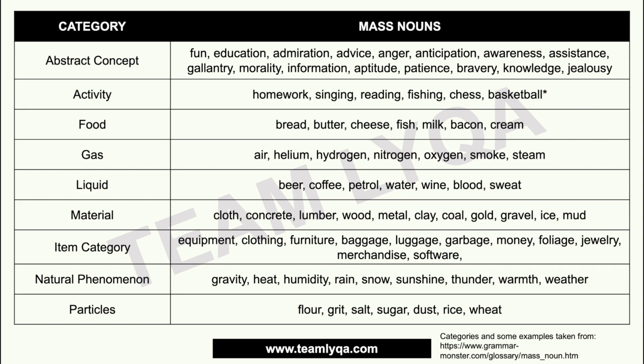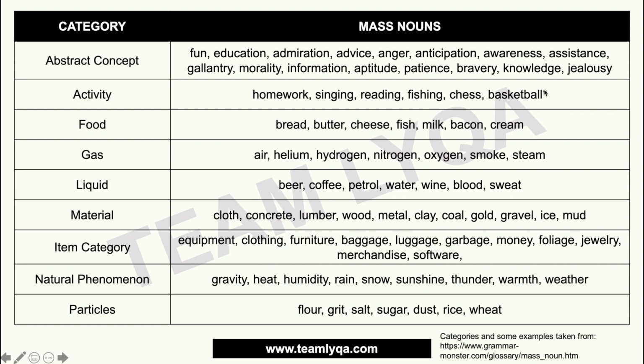Now yung activity, kagaya ng homework, hindi natin pwede sabihin homeworks. Okay? Singing is an activity. Reading, fishing, chess. Ang chess is a game, yes. Pero you don't say na we played 2 chess. Diba? You say we played 2 games of chess. Ganon din sa basketball if you're talking about the game and not the actual ball. Kaya yan may asterisk right there.